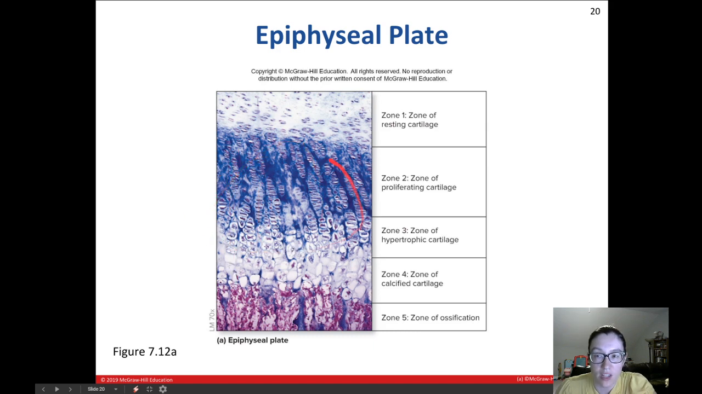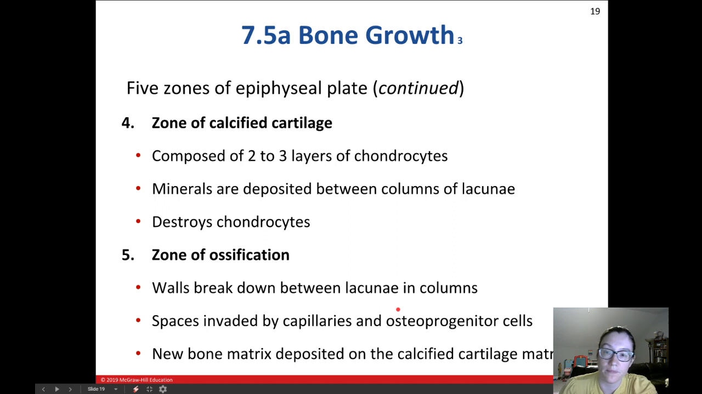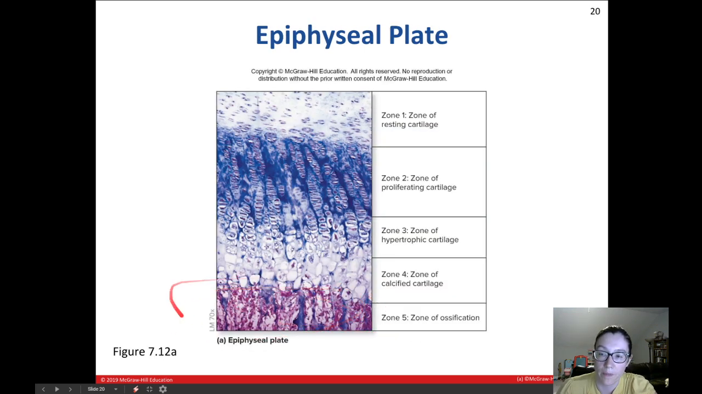So the growth is actually happening in the cartilage itself. The bone isn't growing itself, the cartilage is growing, and then that cartilage grows and dies off and is replaced by bone down here by the diaphysis. And this is that zone of ossification. The walls break down between those lacunae and columns. Capillaries are going to rush in, because remember, the cartilage was avascular. There were no capillaries before. The capillaries rush in, and they bring in those osteoprogenitor cells, which turn into osteoblasts, and the osteoblasts secrete that osteoid, which is deposited on that calcified cartilage matrix, and eventually this whole area gets turned to bone.